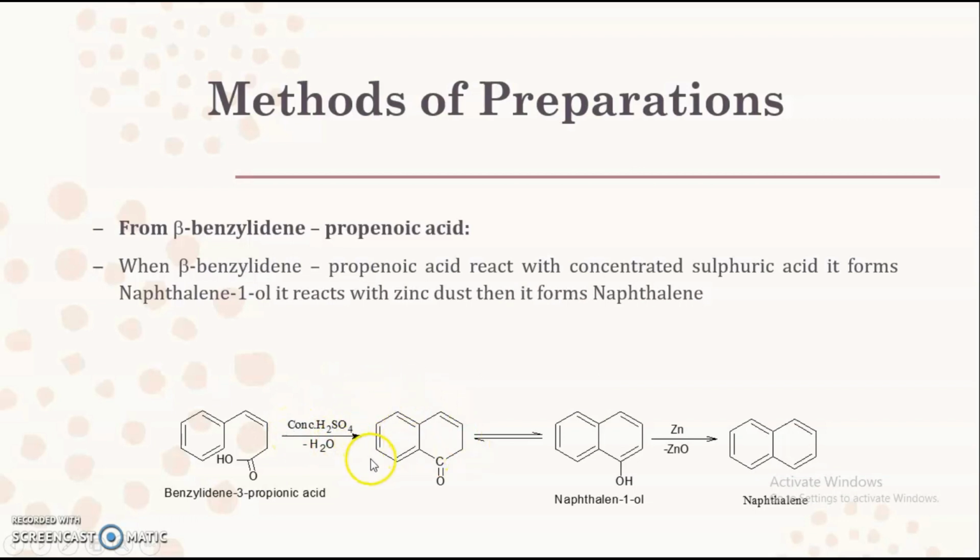to the formation of the ring closure reaction. This ring is formed, and further the keto form of this compound is in isomerization with the enol form. This can be converted to this enol form, which leads to the formation of naphthalen-1-ol. This naphthalen-1-ol, when it undergoes zinc dust distillation, will be converted into naphthalene. In this way, we can carry out the synthesis of naphthalene by using beta benzylidene propenoic acid.